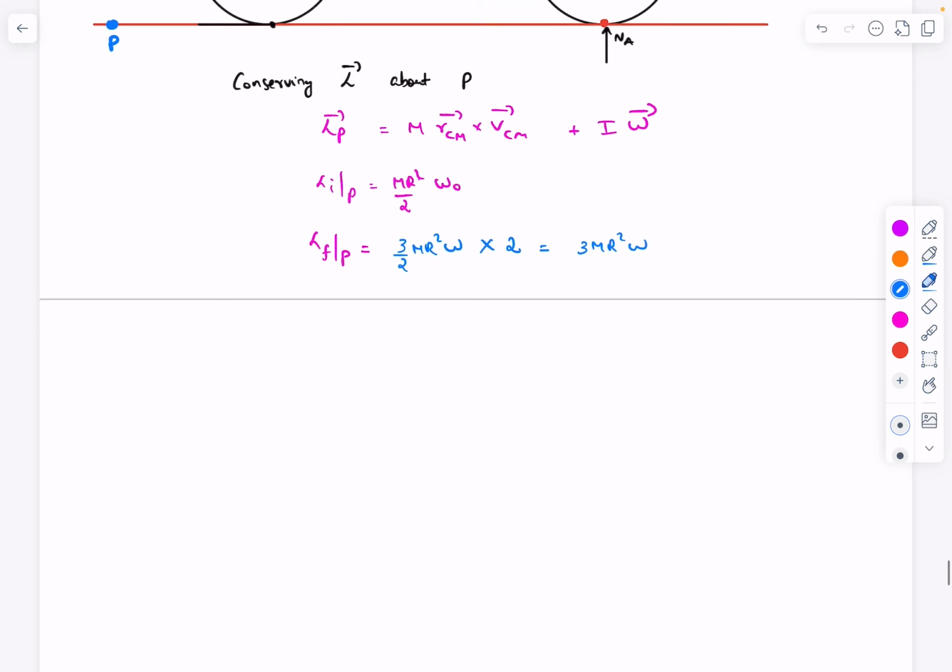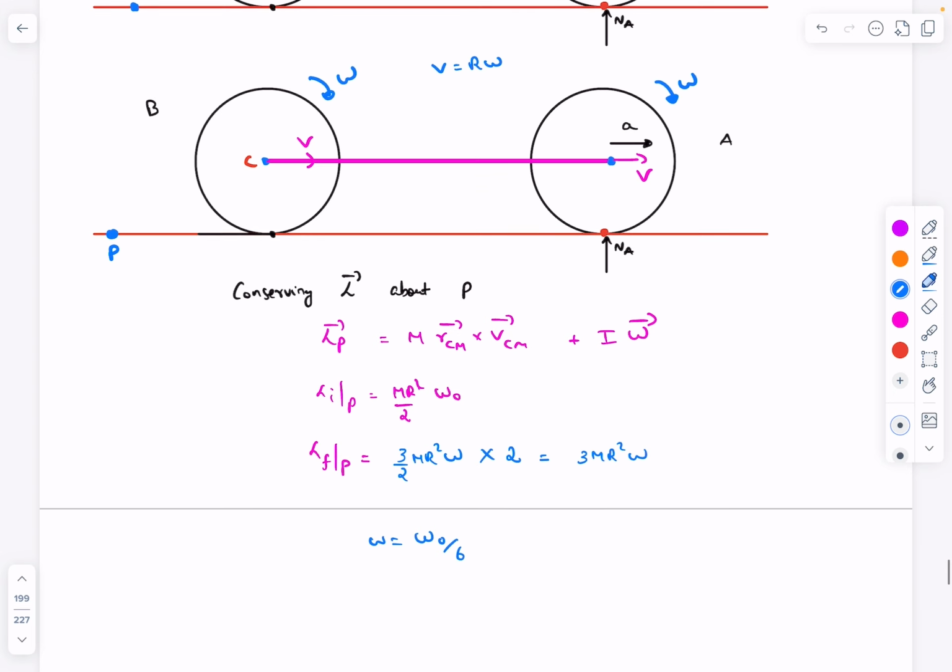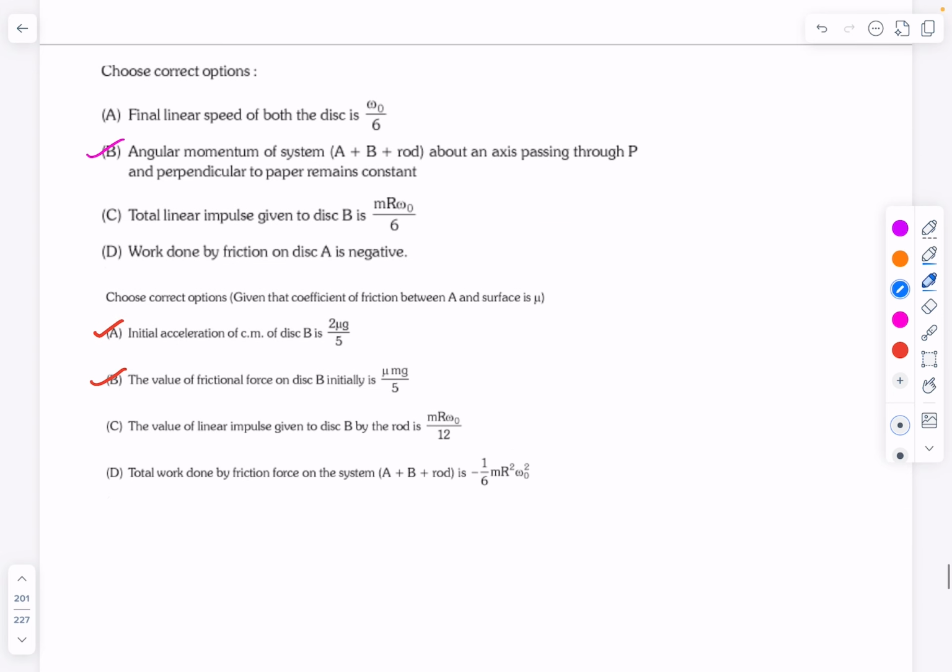Now we can just equate these two, and we can see that omega equals omega naught by 6. So the final rotational angular velocity is omega naught by 6. Okay, so what they meant is the final angular velocity or angular speed.